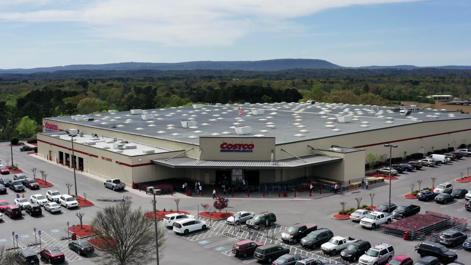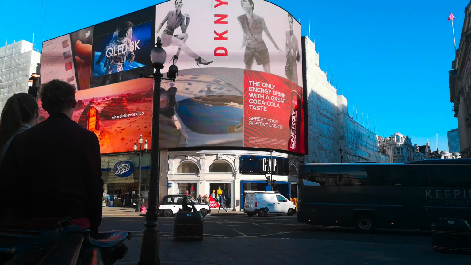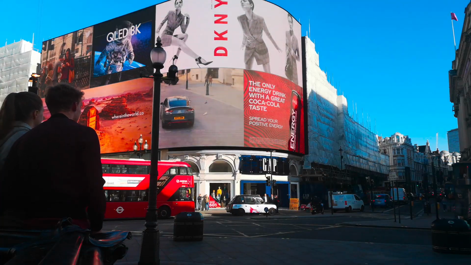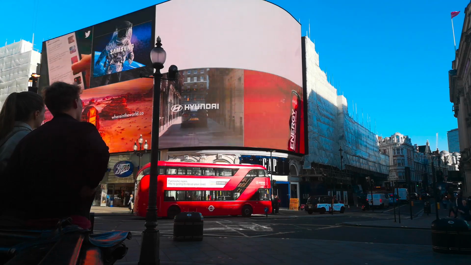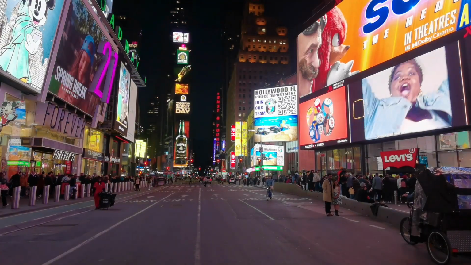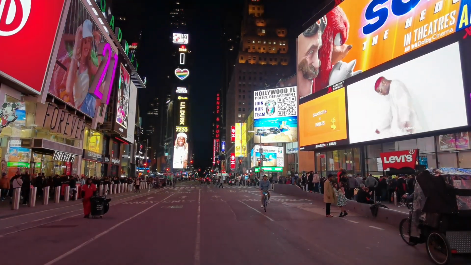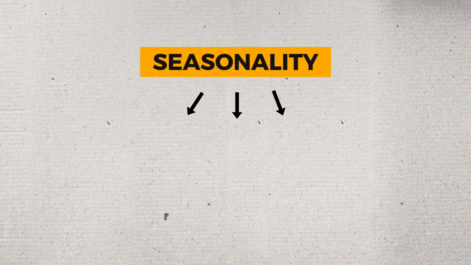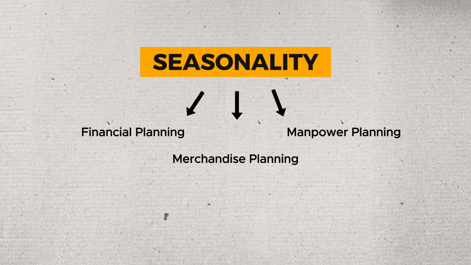These examples show that different retail segments at different geographic regions are affected by different patterns of seasonality. And this is important to understand for every retailer while planning for their business. Because seasonality has a direct effect on sales and profitability, retailers need to identify the relevant seasons to their particular business and incorporate them in their planning activities. This includes financial planning, merchandise planning, and manpower planning.